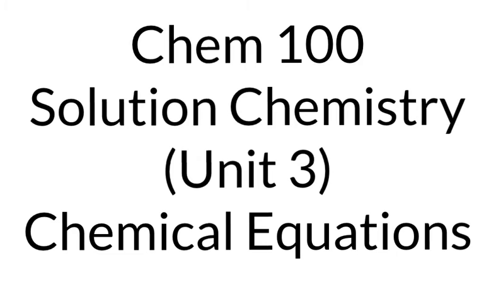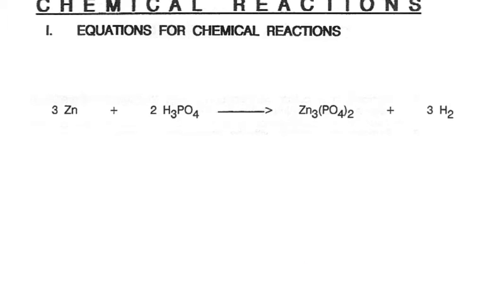Now let's talk about chemical equations and what they mean and what the parts of them are. Here's an example of an equation for a chemical reaction. What can we see very easily from this equation? First off, we know that everything on the left-hand side of this arrow is called a reactant. Everything on the right-hand side will be a product.